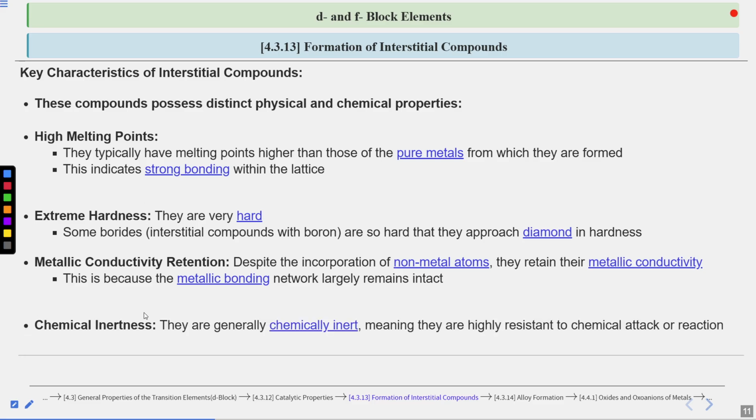The chemical inertness they show: interstitial compounds are generally chemically inert. That means they are highly resistant to chemical attack or reaction. They don't show any reaction or chemical attack on them. So they are generally chemically inert. This enhanced stability is due to the strong bonds forming between the atoms.